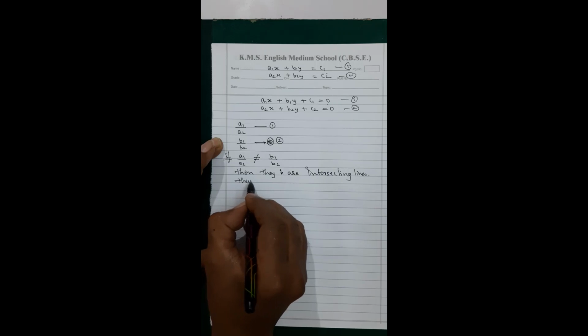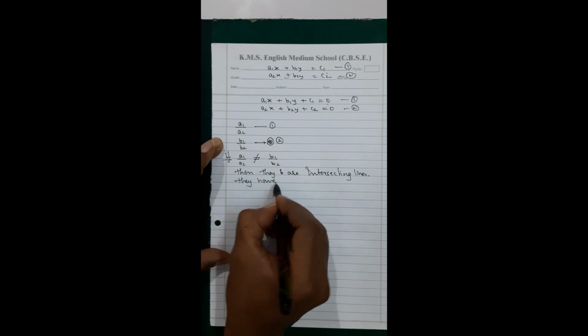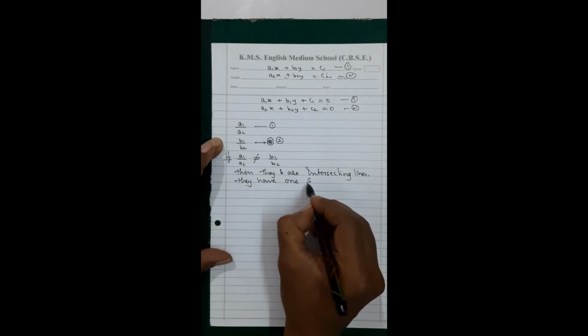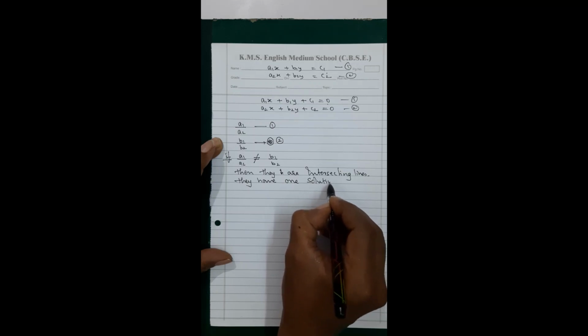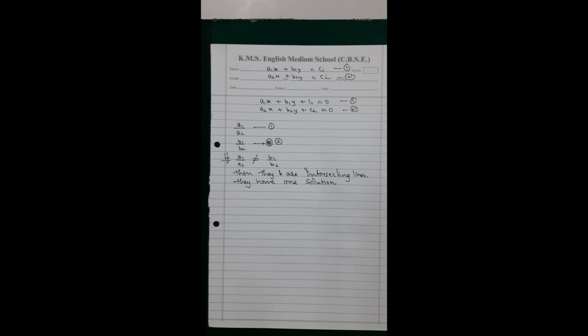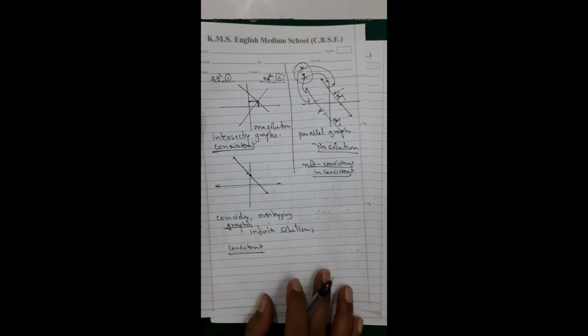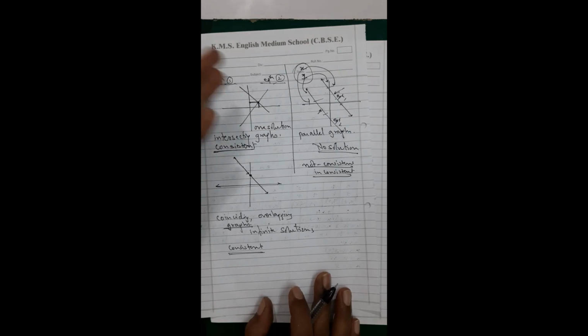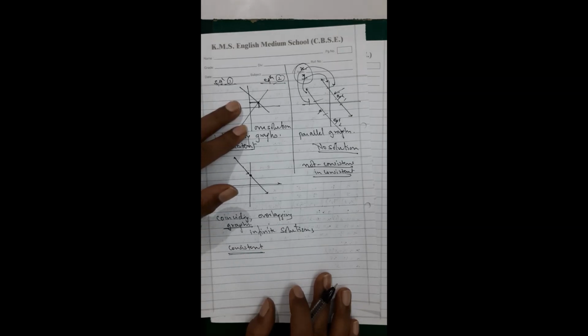They have one solution, that's all. And you don't have to consider anything else. That is because they are intersecting lines. Now, because they are two intersecting lines, the question of parallel lines and the question of coinciding lines doesn't appear. They are intersecting lines.